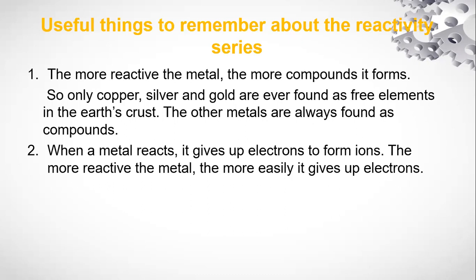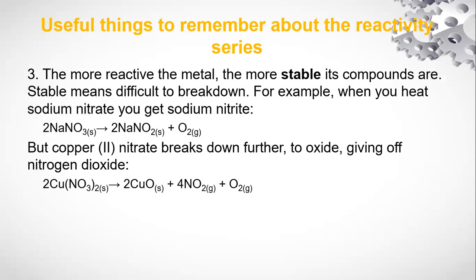And the second one: when a metal reacts, it gives up electrons to form ions. So the more reactive the metal, the more easily it gives up the electrons. The third one: the more reactive the metal, the more stable its compounds are. Stable means it becomes difficult to break.